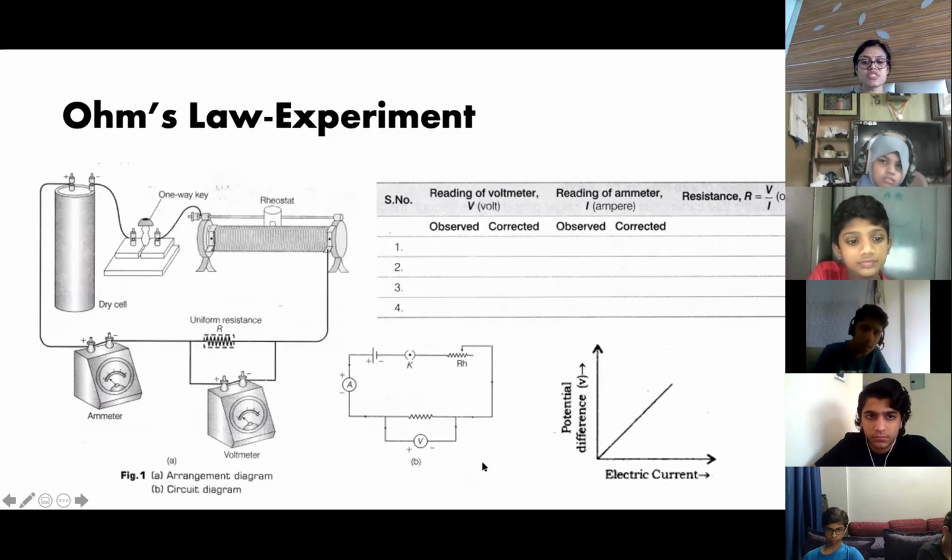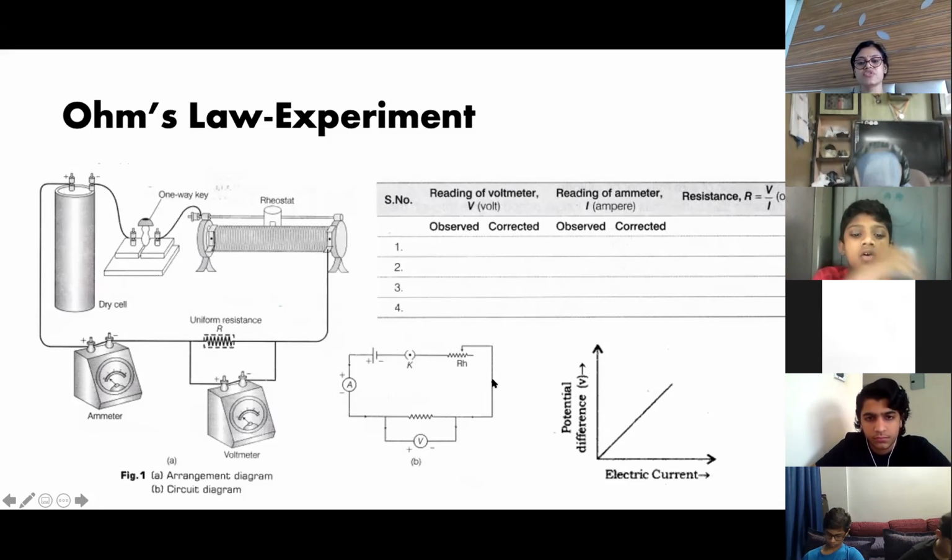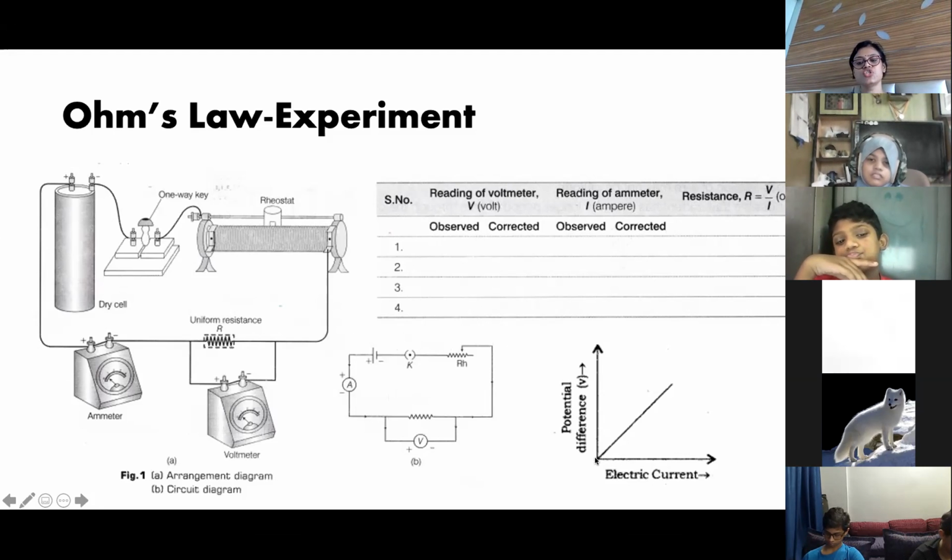So this is the circuit diagram, and this is the actual thing that we will be having in the lab. In the lab it takes so much place because you have so many devices attached with wires like this. But when you draw the circuit, it is simpler to understand. This is the graph that you will draw from these readings. You will take 4 readings and draw the graph. You should get a straight line if your experiment is done correctly.